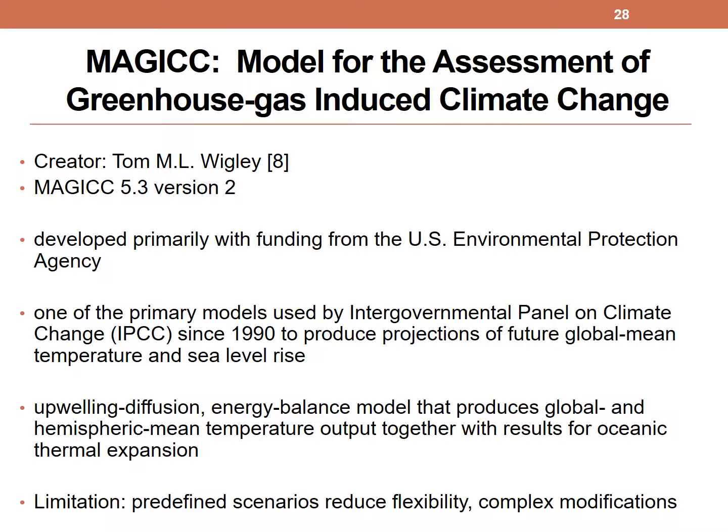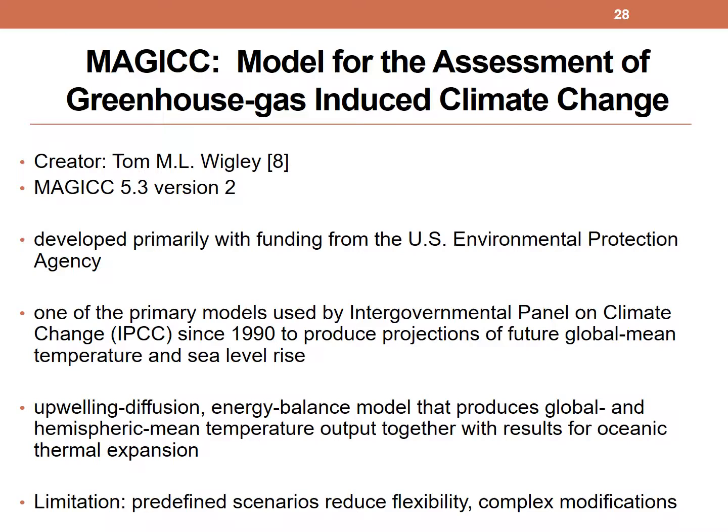The model used in this project is called MAGIC, the model for the assessment of greenhouse gas-induced climate change. The creator is Tom M.L. Wigley, and the software used for this project is version 5.3 version 2. This software was developed primarily with funding from the United States Environmental Protection Agency and is one of the primary models used by the Intergovernmental Panel on Climate Change since 1990 to produce projections of future global mean temperature and sea level rise.